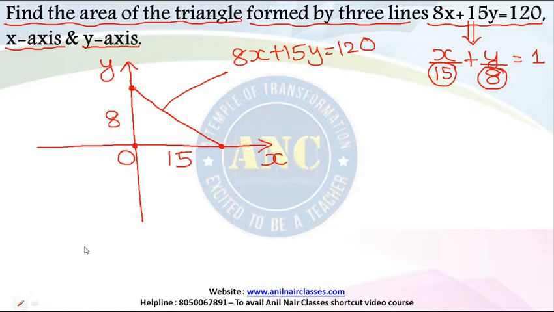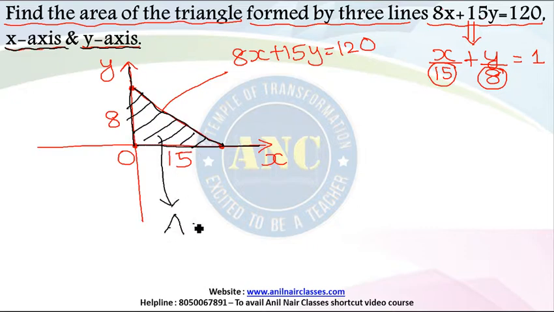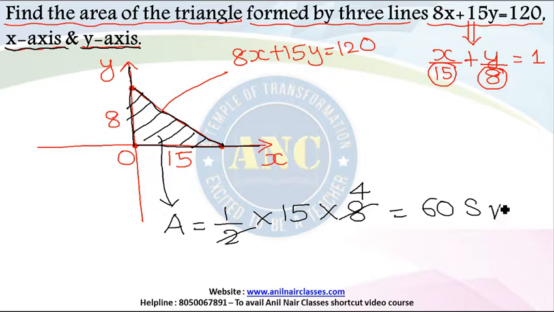Now, this is one of the lines. The second line, what they are saying, is the x-axis. Third line, what they are saying, is the y-axis. There is a triangle which is formed here. They are asking you what is the area of the triangle. Area of this right angle triangle is half into base 15 into height 8. So the answer for this question is 15 into 4, which is 60 square units.